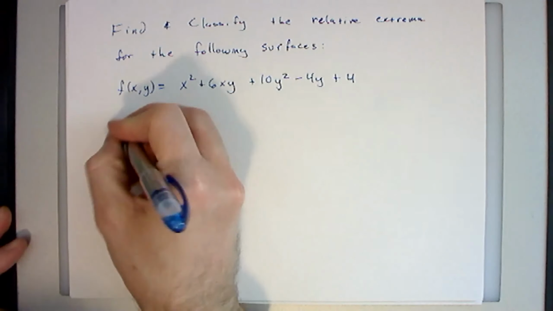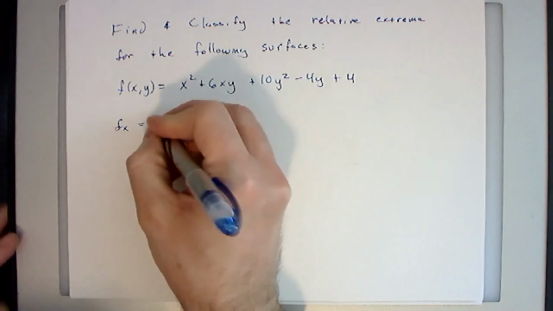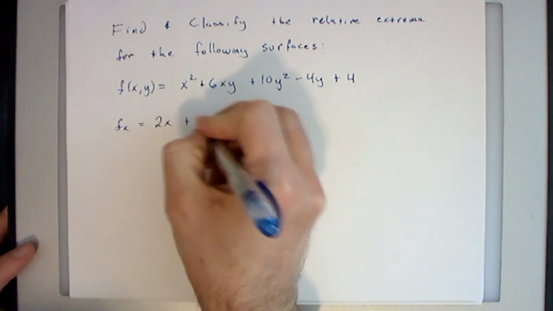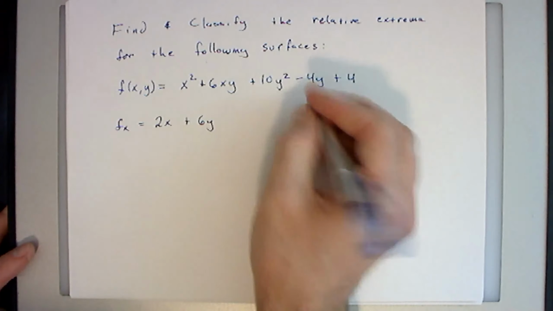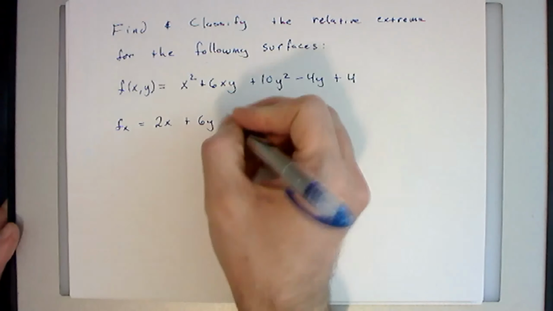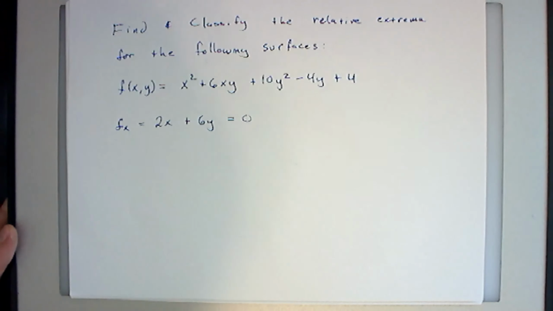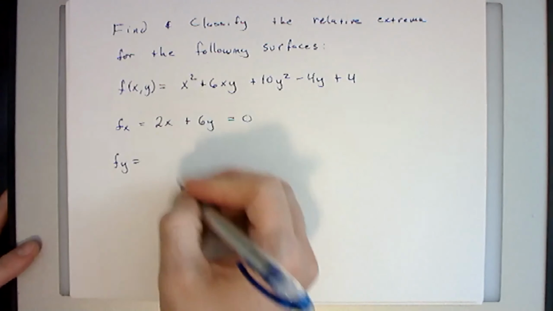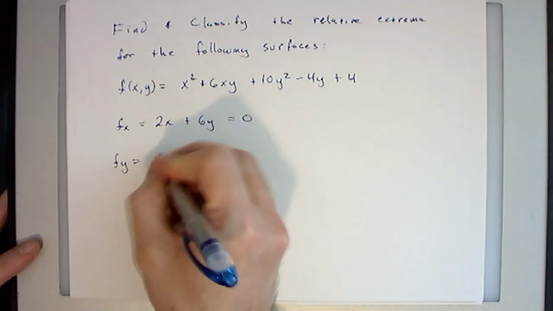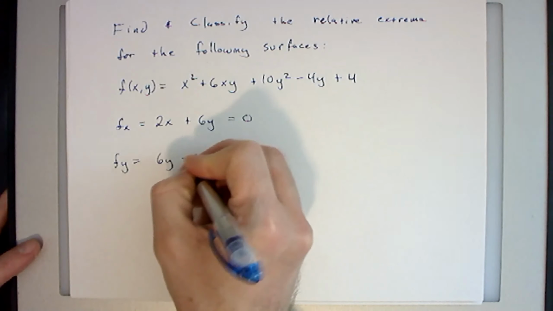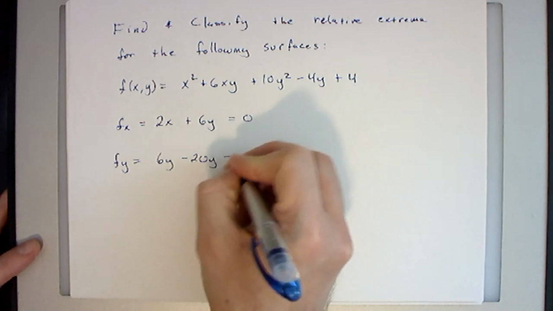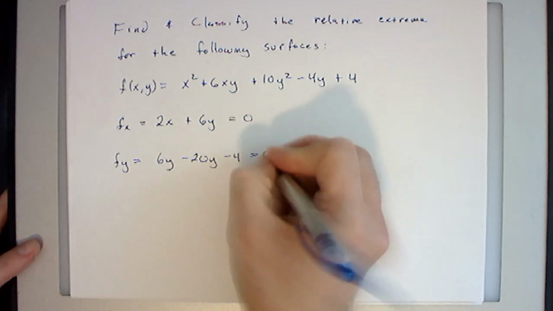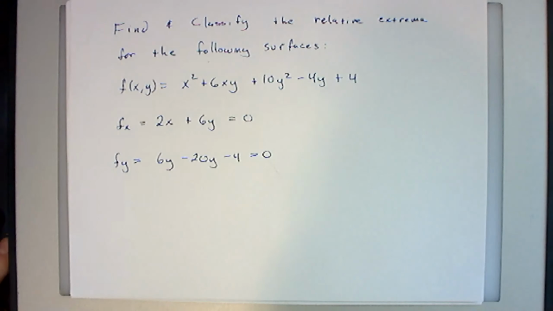So, taking the first partial with respect to x, I'm going to get 2x plus 6y plus 0 minus 0 plus 0. I'm going to set that equal to 0. And I'm going to leave it there for a minute. Taking my first partial with respect to y, I get 0 plus 6y minus 20y minus 4, and I set that equal to 0. And then I'm going to find all the solutions to this.